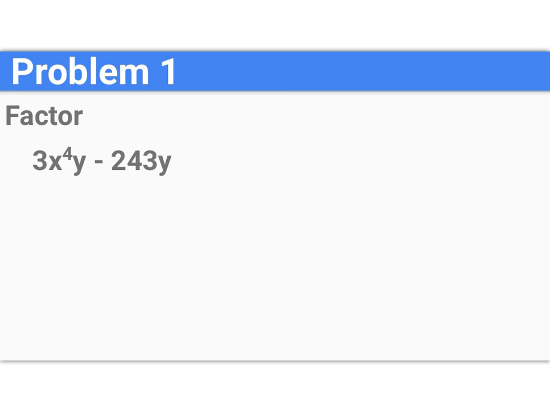Okay, so let's see. What can we pull out of here? 3y, and we'll be left with x to the 4th minus 81, because 243 divided by 3 is 81. We pulled the y out, it was common, and the 3 was common.